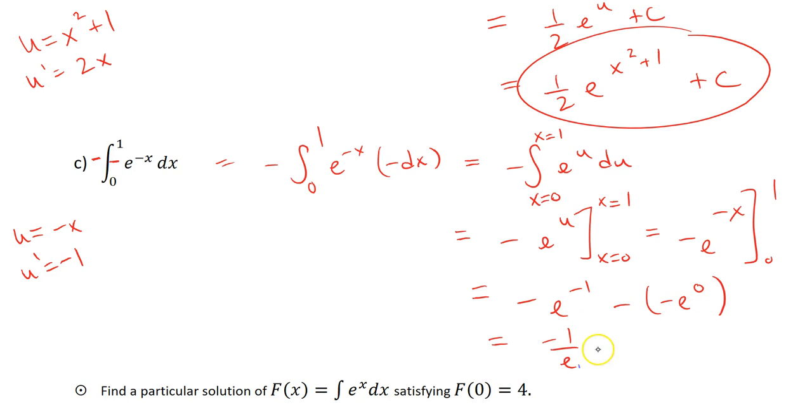So that's -1 over e plus 1. And you can leave it like that. Some people would write it as 1 minus 1 over e. Some people would find a common denominator. It doesn't really matter. Any of those are fine.